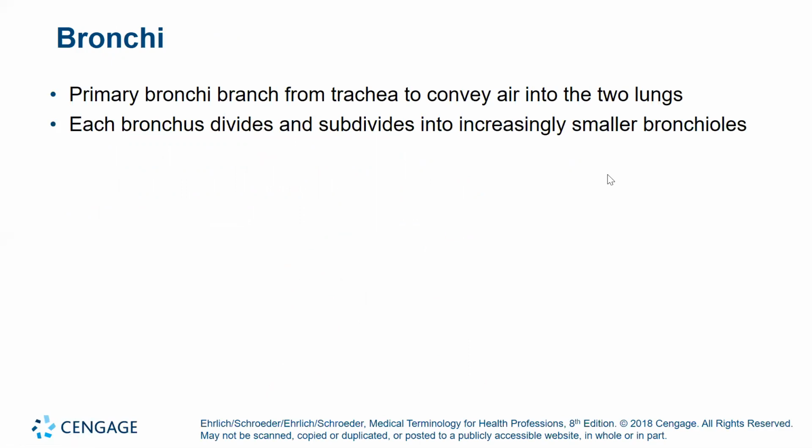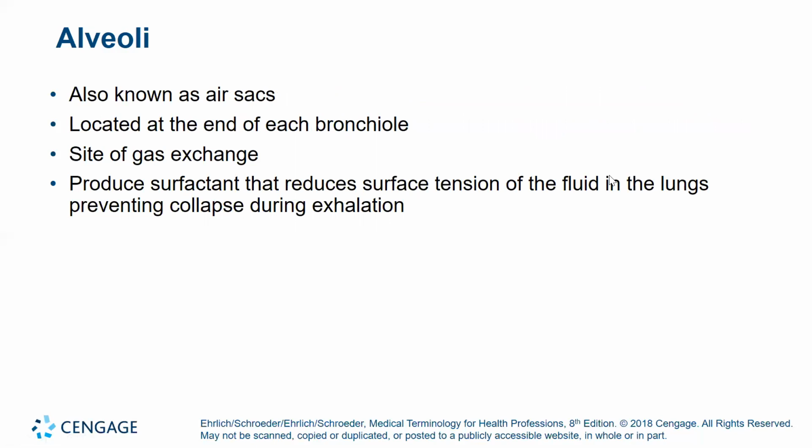Bronchi: the primary bronchi branch from the trachea to convey air into the two lungs. Each bronchus divides and subdivides into increasingly smaller bronchioles. Alveoli are also known as air sacs. They're located at the end of each bronchiole. This is the site of gas exchange. This is where your gas exchange takes place.